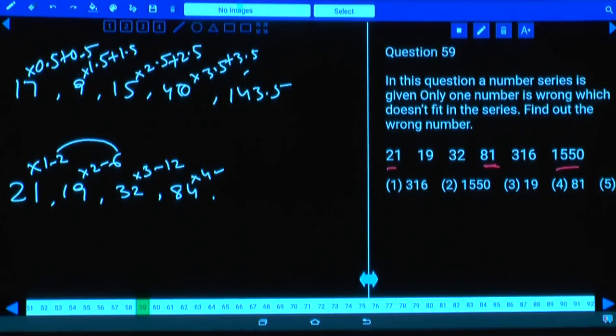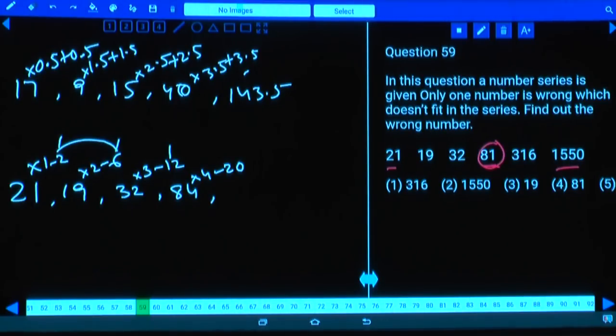12. 2 can be written as 1 square plus 1, 6 can be written as 2 square plus 2, 3 square plus 3, 4 square plus 4. What is 4 square plus 4? 20. 84 into 4 minus 20. What is the number here? 84. 32 into 3, 96 minus 12, 84. Here the number is 81.